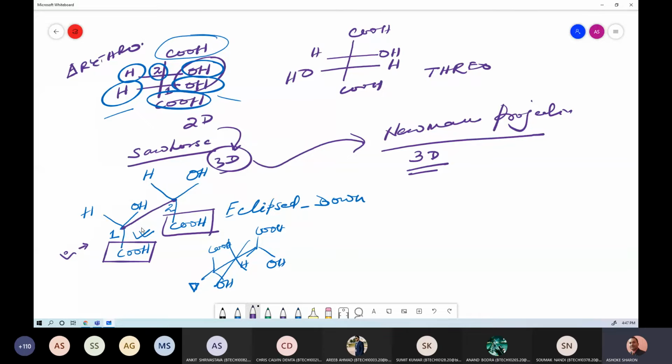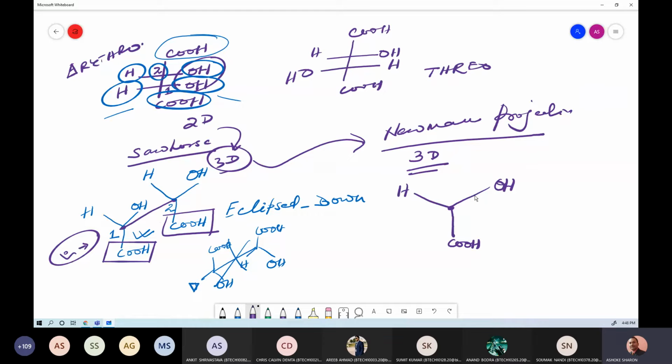For example, you have carbon one in front, where our eye is here. So your eye is here and the front carbon is carbon one. Let me draw carbon one first. This is carbon one, and your eye is just like me sitting right now in front of a screen. The screen is like a plane, and I am sitting in front of it on a chair. So this carbon I can see right now. The front carbon has COOH, the left side H, and the right side OH. So this is your front carbon, where your eye is here.